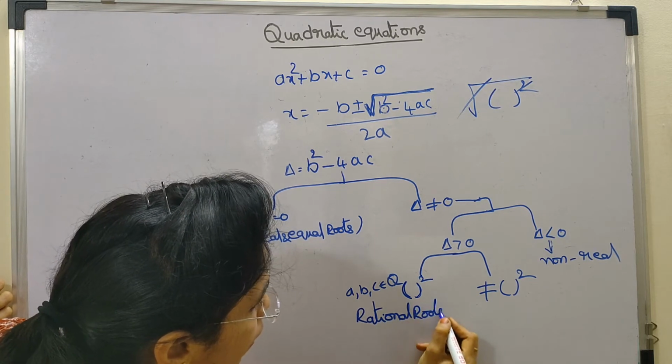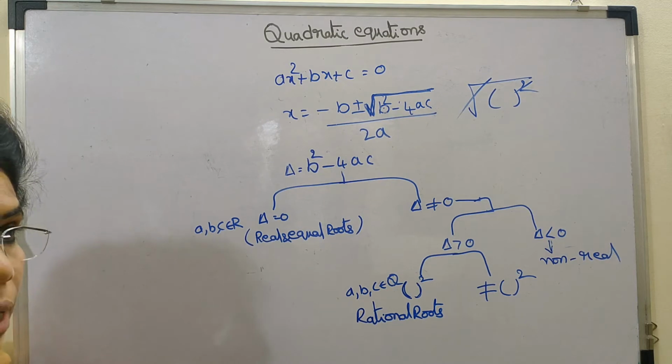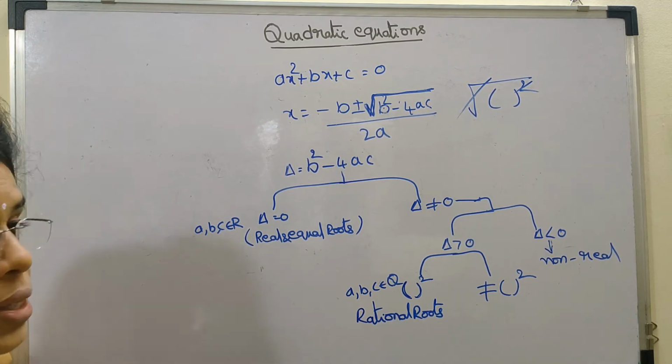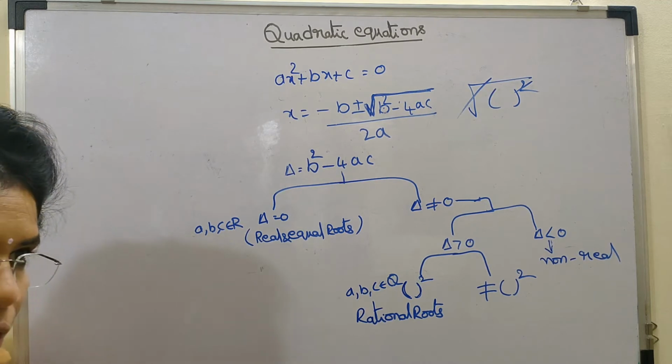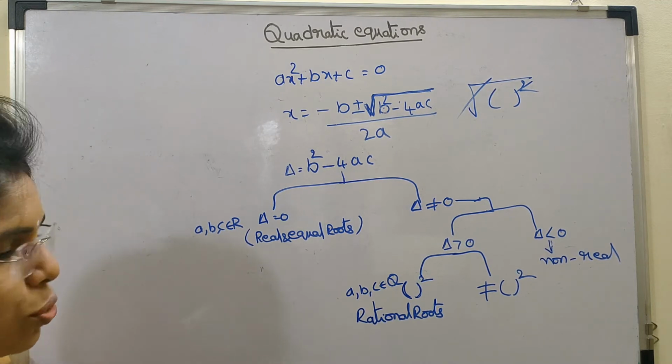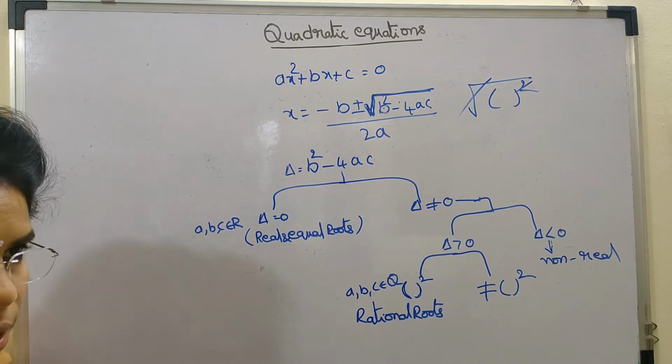Rational roots. Here, what is the condition for the quadratic equation to have rational roots? The discriminant should be a perfect square and the coefficients should be rational numbers. Then we say that the roots are rational.